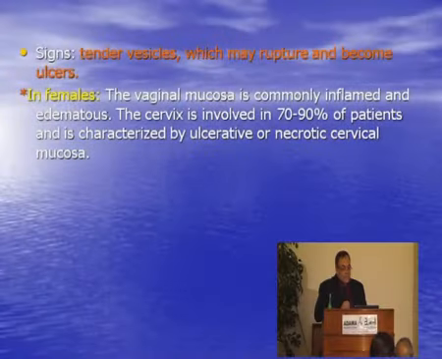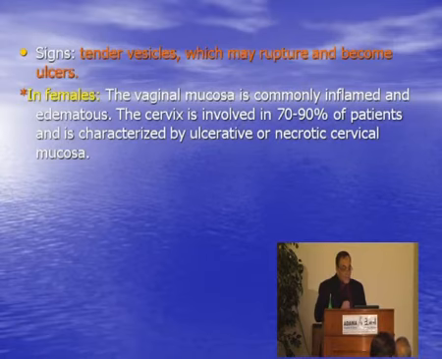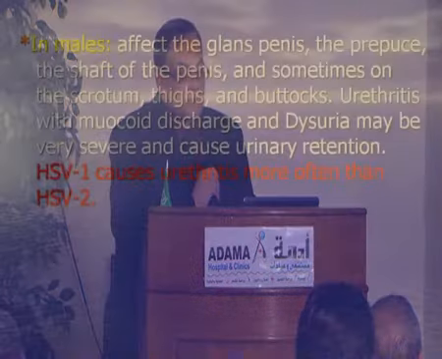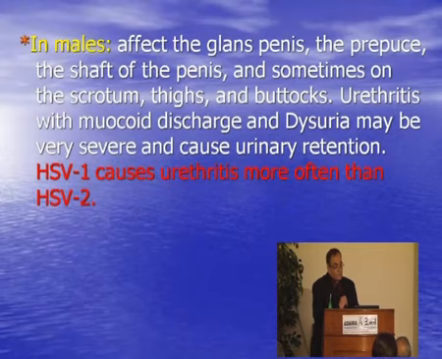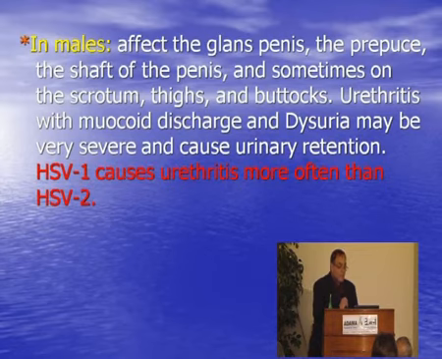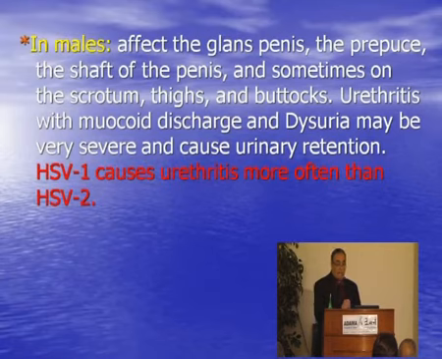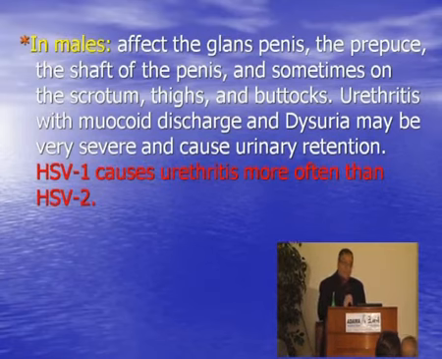The cervix is involved in 70 to 90% of the patients and is characterized by ulcerative or necrotic cervical mucosa. In males, it affects the glans penis, prepuce, the shaft of the penis, and sometimes the scrotum, thighs, and buttocks. Urethritis with mucoid discharge and dysuria may be very severe and cause urinary retention. And something strange, herpes simplex virus type 1 causes urethritis more often than herpes simplex virus type 2.